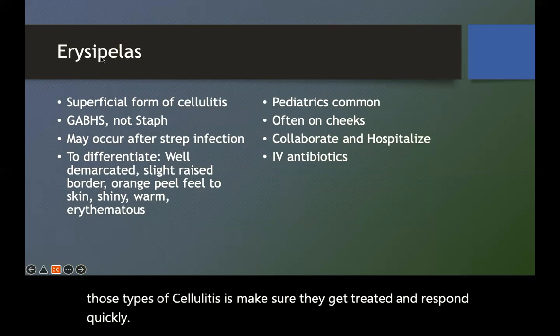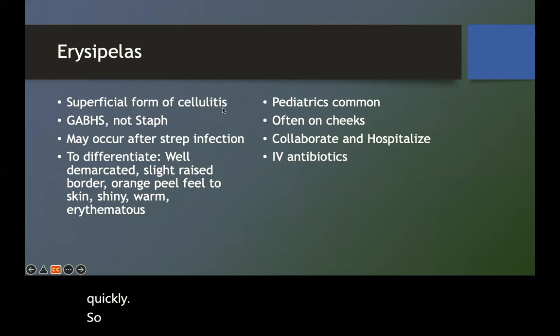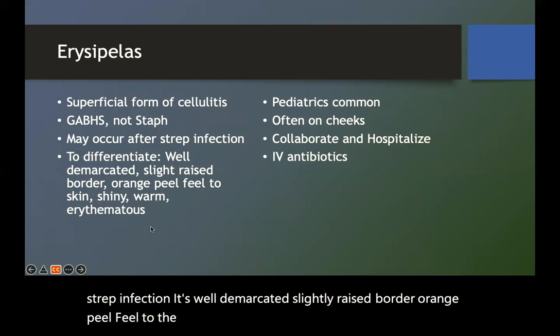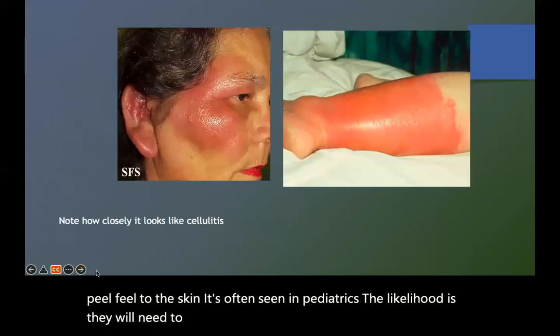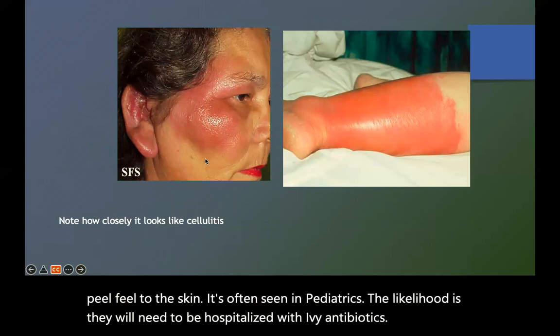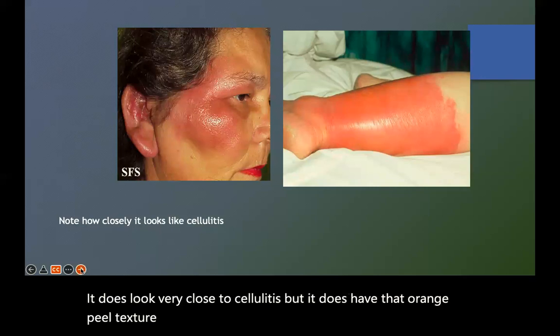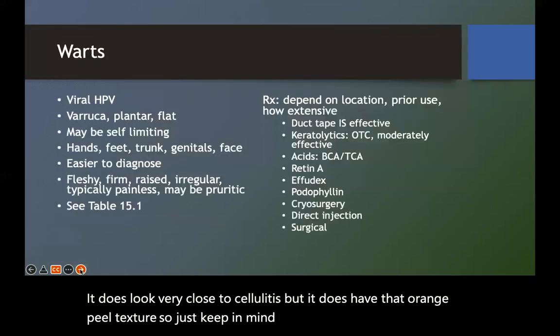So erysipelas, this is a superficial form of cellulitis, may occur after a strep infection. It's well demarcated, with a slightly raised border and an orange peel feel to the skin. It's often seen in pediatrics. The likelihood is they will need to be hospitalized with IV antibiotics. It does look very close to cellulitis, but it does have that orange peel texture. So just keep in mind that that kind of differentiates it.